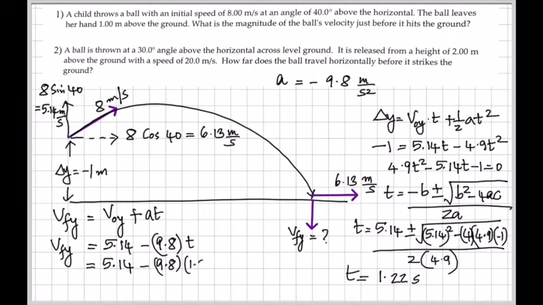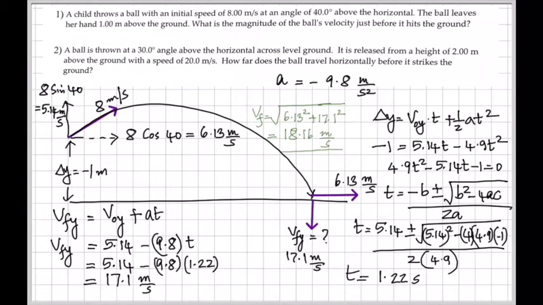Once you get that time, put it back into this and find the final velocity. And once, after you get the final velocity, what do you do? You can see it right there. Square both of them, add them, take the square root. There's your answer. Done.